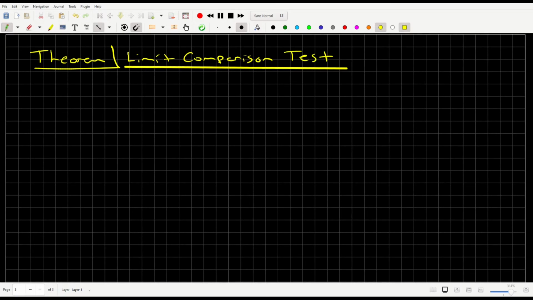And this, again, is the limit comparison test for infinite series. So again, like before, we're going to assume that we have two separate series, a_k and b_k. So a_k and b_k are both infinite series.